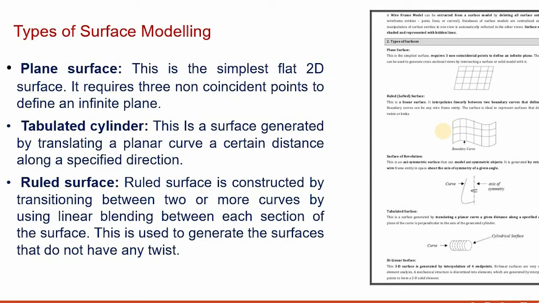Next, the ruled surface. The ruled surface is constructed by transitioning between 2 or more curves by using linear blending between each section of the surface. This is used to generate surfaces that do not have any twist. There is no twist in the ruled surface.